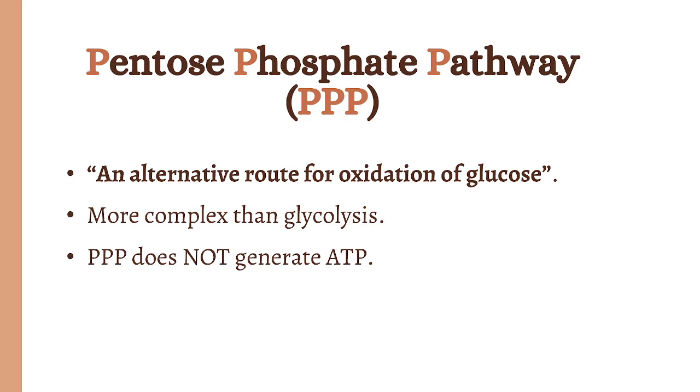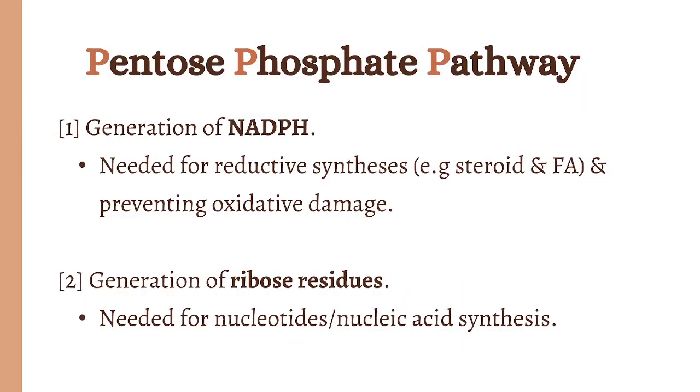However, the pentose phosphate pathway is more complex than glycolysis, and it does not generate ATP like glycolysis does. The two main functions of the pentose phosphate pathway are generation of NADPH, which is needed for reductive synthesis, meaning synthesis of steroids and fatty acids, in addition to prevention of oxidative damage. The pathway also functions in production of ribose residues. These ribose sugars will be required for nucleotide and nucleic acid synthesis.